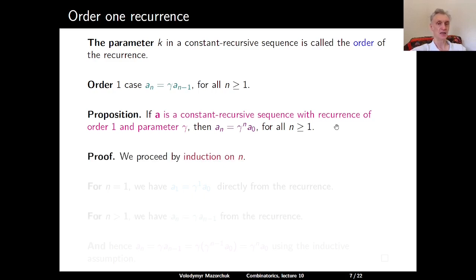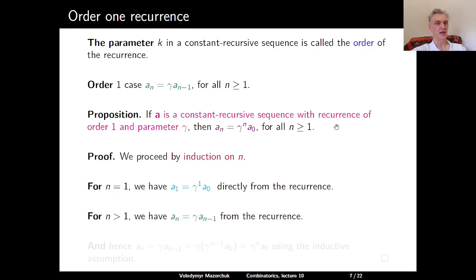Proof. Let's proceed by induction on n. For n equal to 1, we have a_1 is equal to gamma to the power 1 times a_0, that directly follows from our recurrence. If n is greater than 1, then from the recurrence we have that a_n is equal to gamma times a_{n-1}. But by the inductive assumption, a_{n-1} equals gamma to the power n minus 1 times a_0, and now we can collect this all together and get gamma to the power n times a_0. And this completes our proof.